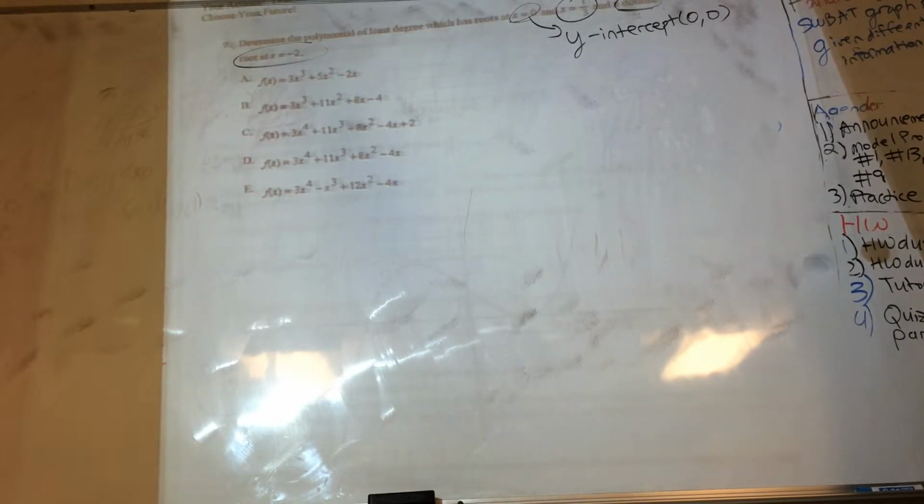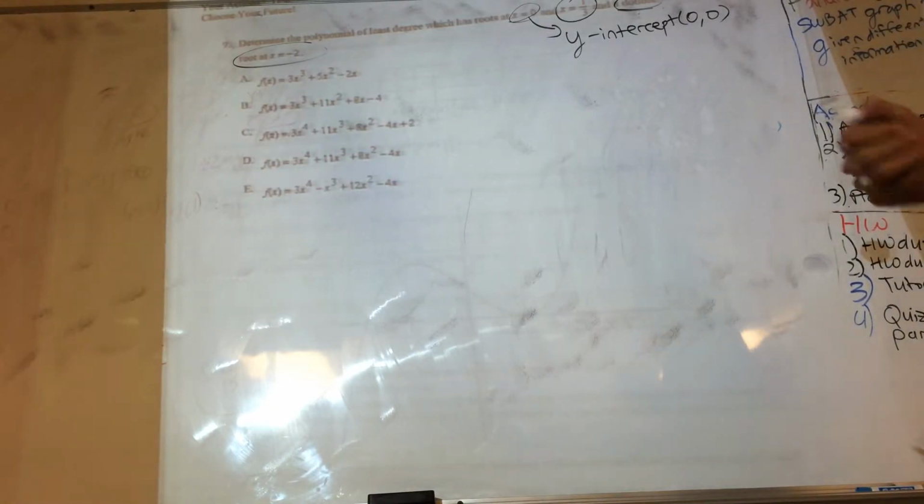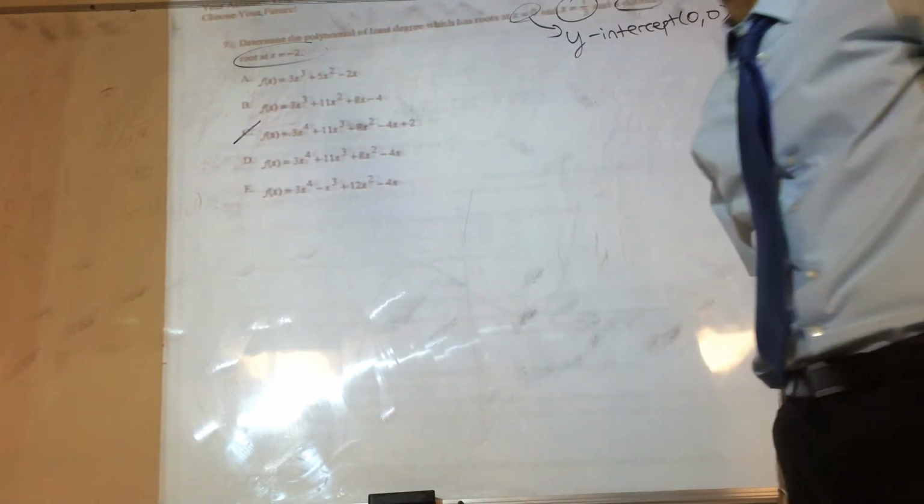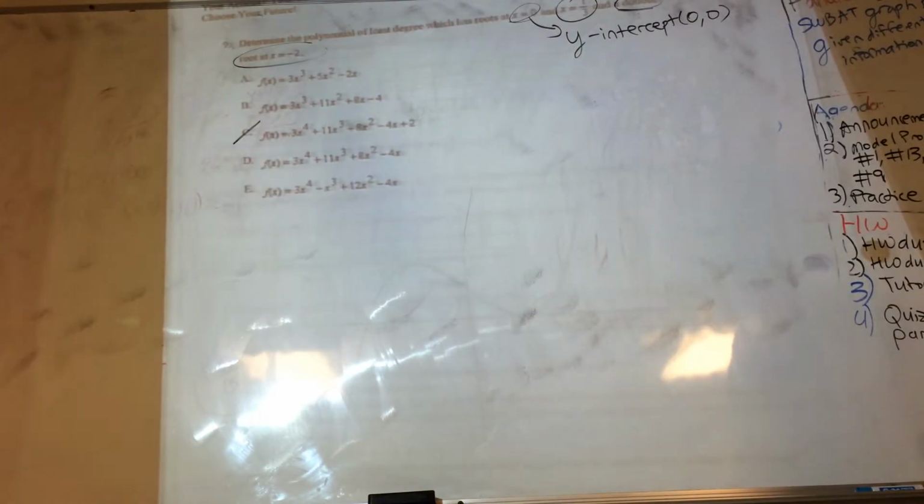How many people could eliminate one answer? Okay, Matthew can eliminate one. Which one do you want to eliminate? I said C. Why is C out, Matthew? Because the degree, since it's an even degree, that means it would kiss the graph, and you want to make it go through because it's a single point. You are correct. C can be eliminated.